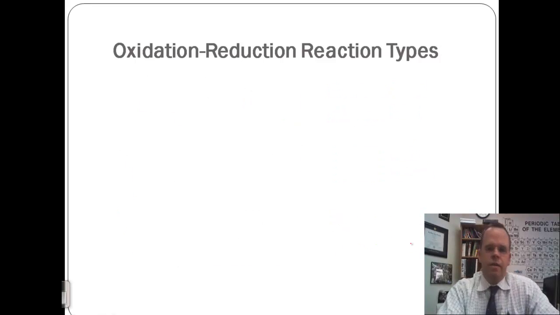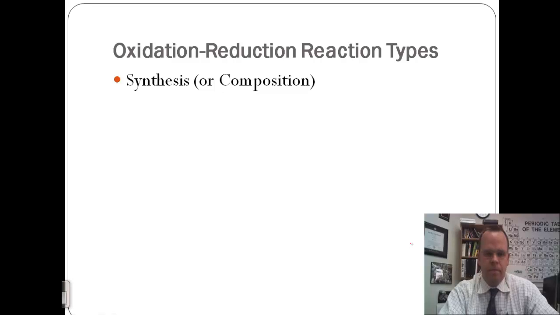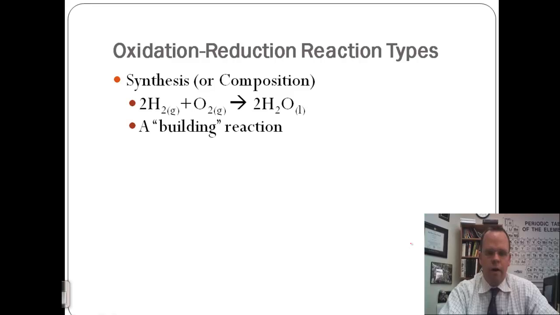Now, to think about oxidation and reduction type reactions, there are actually 4 categories that are oxidation reduction reactions. For all 4 of these categories, they would be their individual category, and they would also be oxidation reduction reactions. The first one is synthesis. Synthesis, or sometimes called composition, meaning putting things together. Here's an example: hydrogen and oxygen coming together to form water. It's always building something from its pieces.